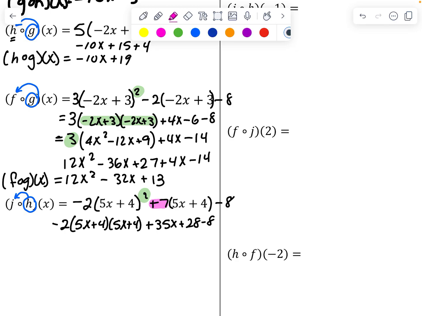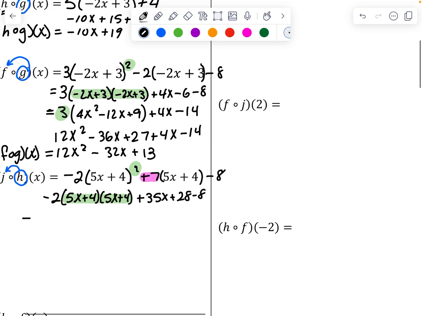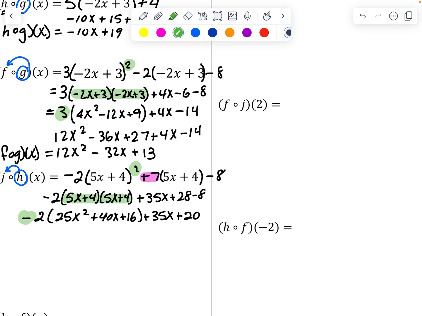The next step then is to do this distributive property. So if I do that distributive property, everything else stays. So I have negative 2, parentheses, 25x squared plus 40x plus 16 plus 35x plus 20. Then order of operations says the next thing that has to happen is I need to distribute this negative 2. I get negative 50x squared minus 80x minus 32 plus 35x plus 20.